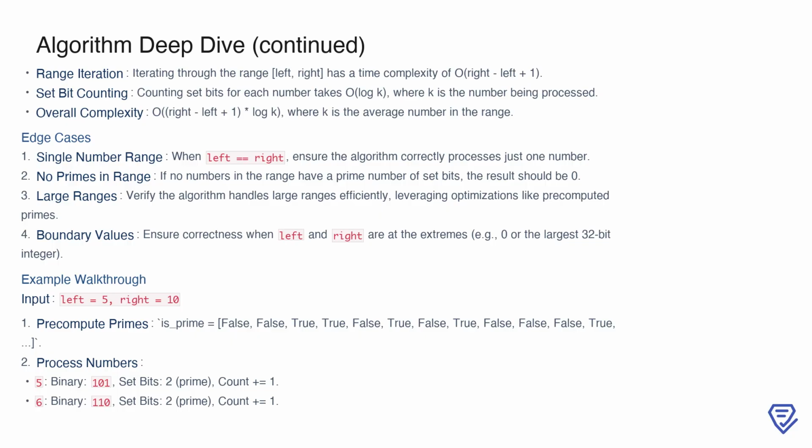for typical constraints. To ensure robustness, the algorithm also handles edge cases like single-number ranges, ranges with no primes, large ranges, and boundary values such as 0 or the maximum 32-bit integer. These considerations ensure the solution is both efficient and reliable under all scenarios.